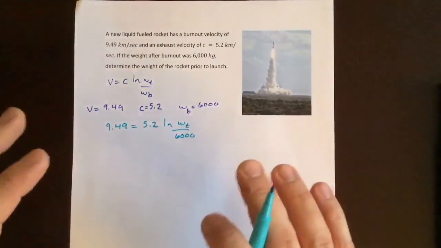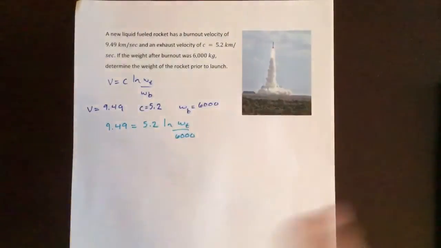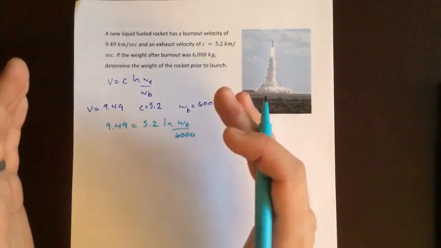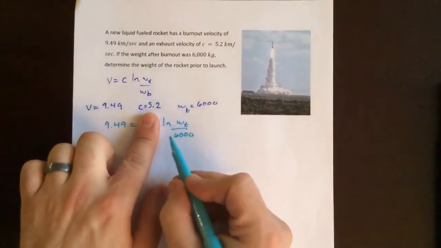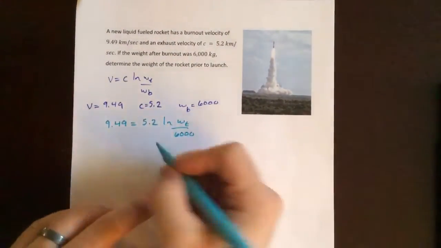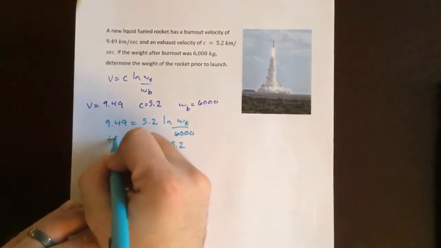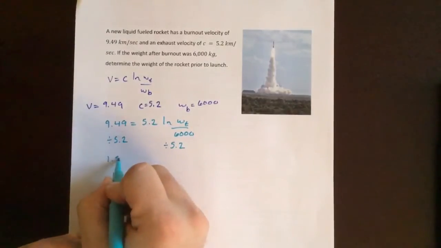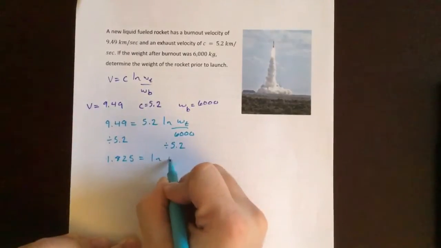Okay, so now we have a logarithmic function. That's why we've waited so long in this video to see this example. We have a logarithmic function. So for a logarithmic function, I have to get this term by itself, which requires us to divide by 5.2. So we divide by 5.2, giving us 1.825. Okay.